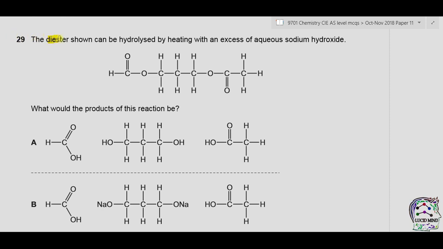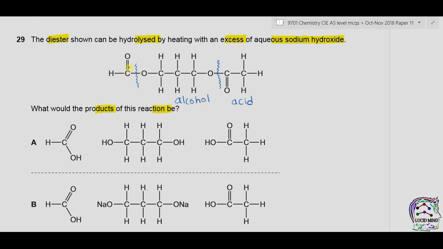Question 29. The dye ester shown can be hydrolyzed by heating with an excess of aqueous sodium hydroxide. What would the products of this reaction be? In hydrolysis of ester, you should always remember that the carbon-oxygen bond between carbonyl carbon and oxygen is always broken. Similarly, this bond will be broken, and now the part having carbonyl carbon will become acid, while the part containing the oxygen atom will become alcohol.